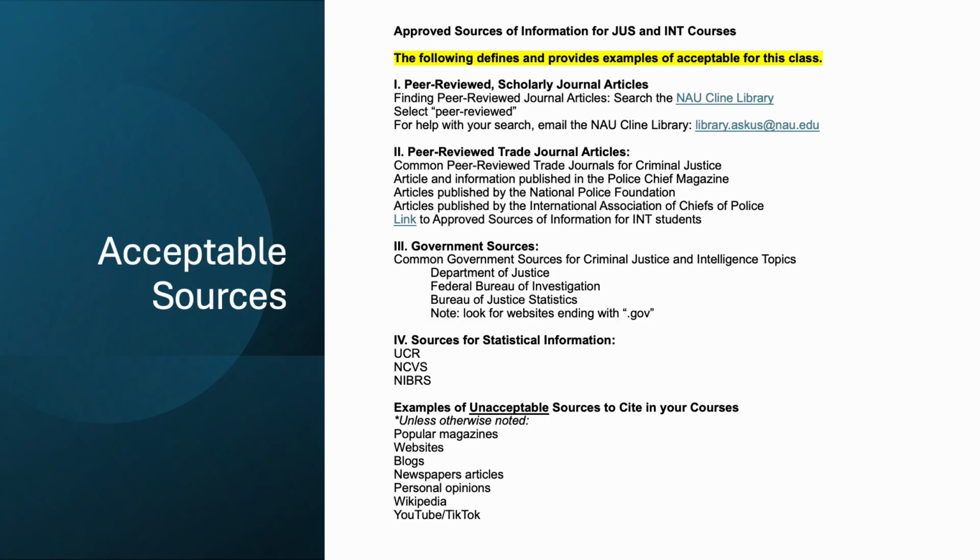Just to reiterate, your acceptable sources. We'll start with unacceptable. You cannot use popular magazines, websites, blogs, newspaper articles, personal opinions, Wikipedia, YouTube, TikTok, anything that does not originate from a scholarly source. Scholarly sources are being defined as peer-reviewed scholarly journal articles. And here's some examples: peer-reviewed trade journal articles. Again, here's some examples. And then your government sources.